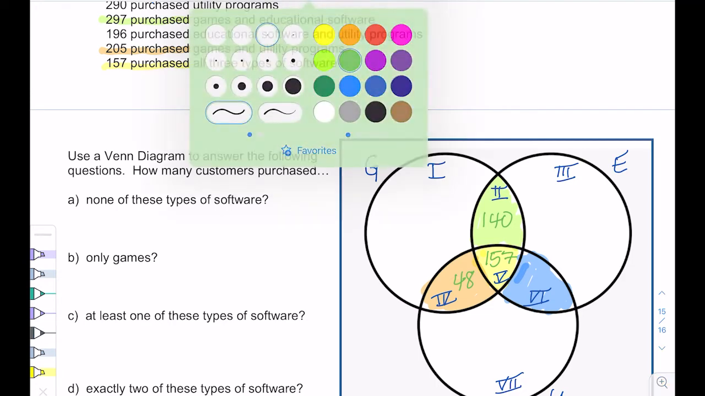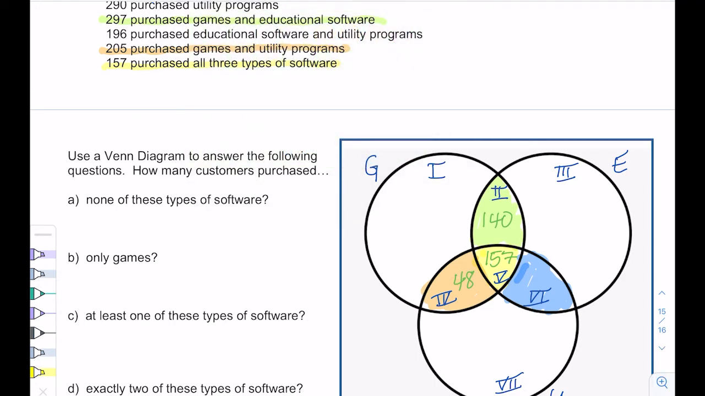Now, for region 6, I need to figure out the number of people that purchased educational software and utility programs. And if I look here, it tells me 196 did. So I know that the blue and the yellow need to add up to 196. So if you do 196 minus 157, you get 39.